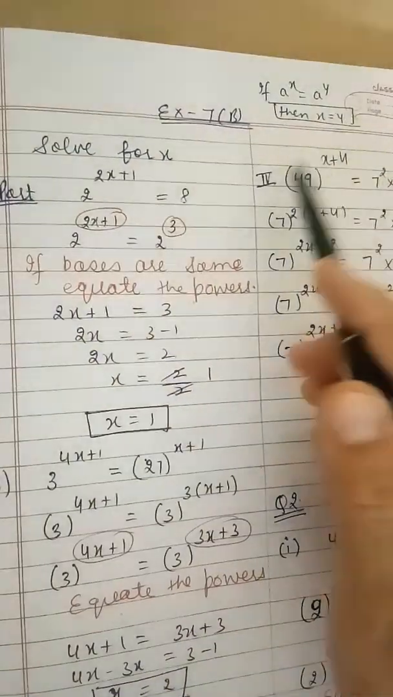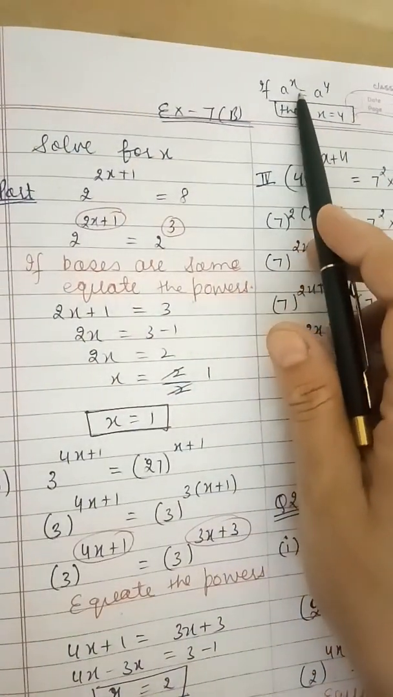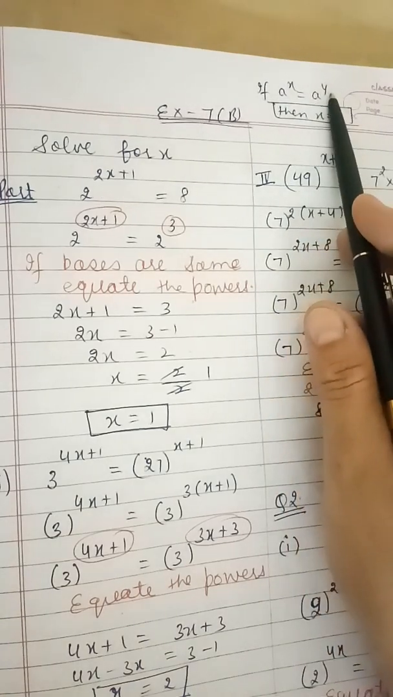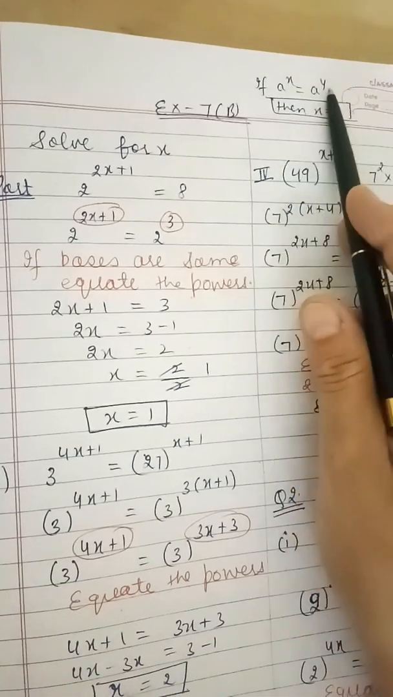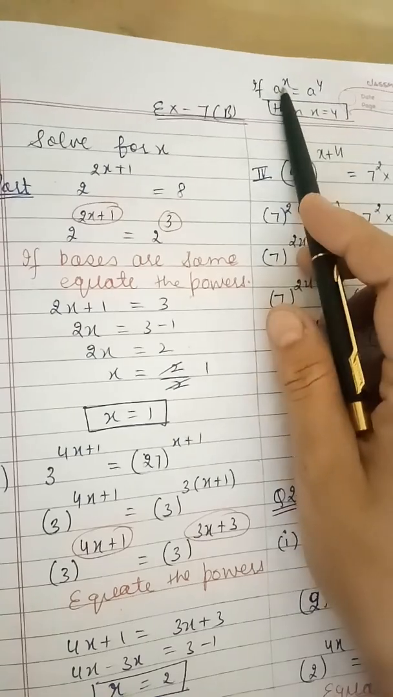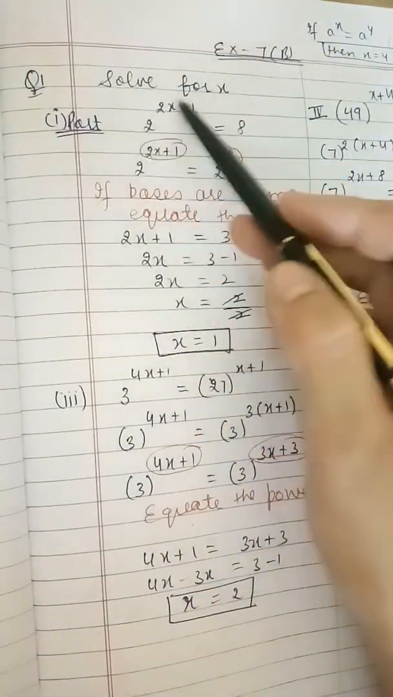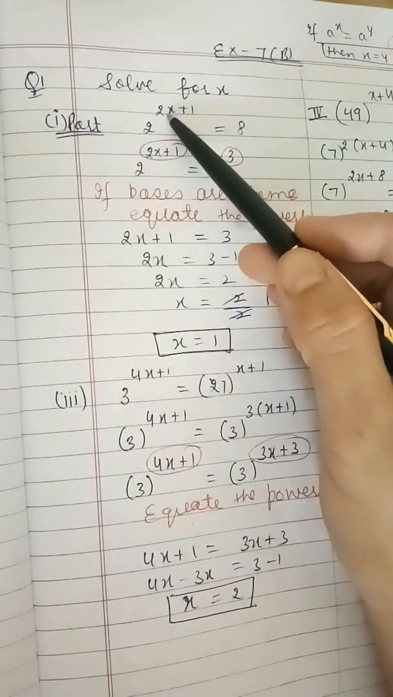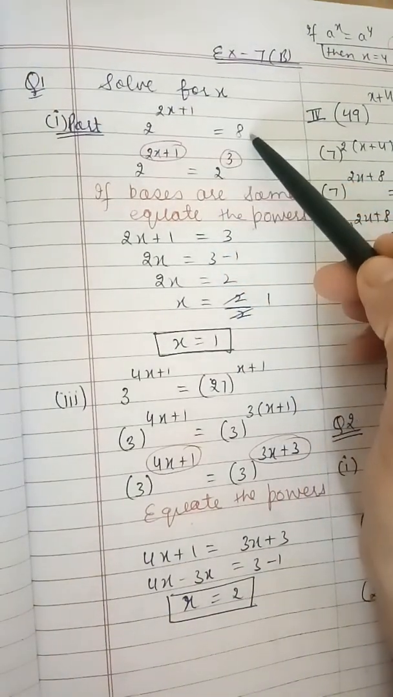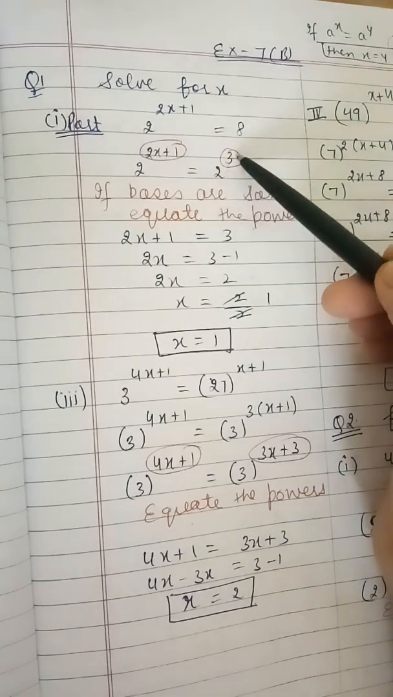Here basically we are going to apply the formula: a raised to power x is equal to a raised to power y. If bases are same, then we can equate the powers. It means x will be equal to y. Just see the first question, first part, solve for x. It is 2 raised to power 2x plus 1 and here is 8. So 8 we can write 2 raised to power 3.